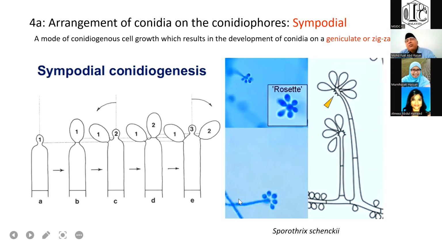Okay, another term, a key morphological character in fungus that produce conidia from conidiophore, is what we call the sympodial arrangement of the conidia. Actually, sympodial is a conidiogenous cell growth which results in the development of conidia on a geniculate or zigzag rachis. So we call this part geniculate or zigzag rachis. Normally, this morphology is seen at the end of the conidiophore. Okay, geniculate, zigzag rachis, or we call it sympodial. This is a very big term actually in mold identification. Okay, sympodial conidiophore.